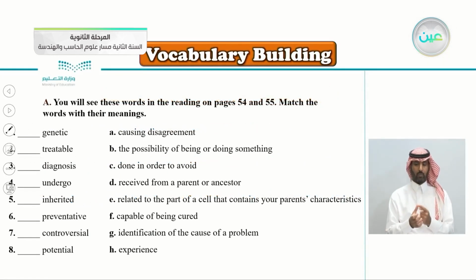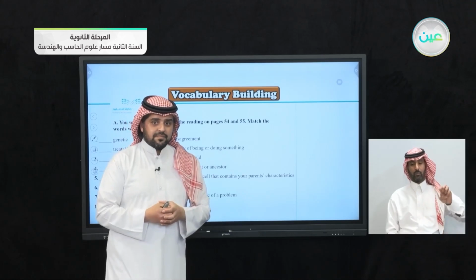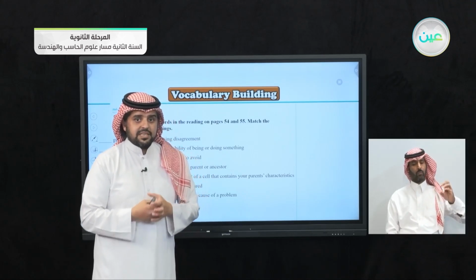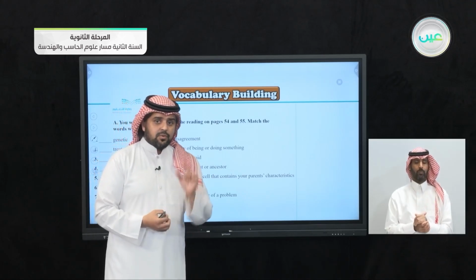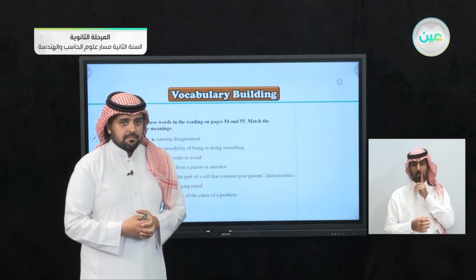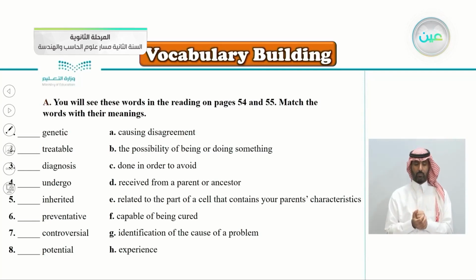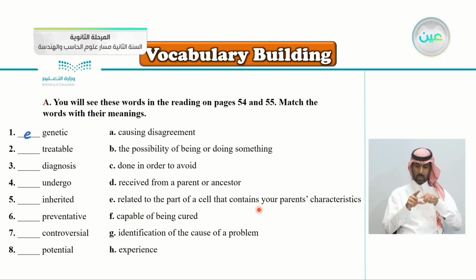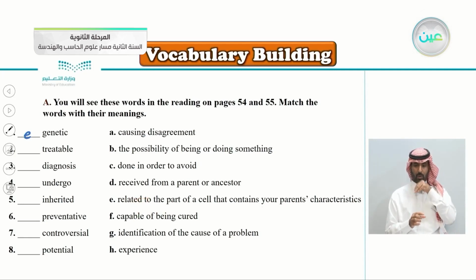The first one is genetic. So what does genetic mean? From the word genes. I think you know the word genes. So let's guess the first one, genetic. Is it A, B, or C? So the correct answer would be E, related to the part of a cell that contains your parents' characteristics. So talking about the genes here, of course.